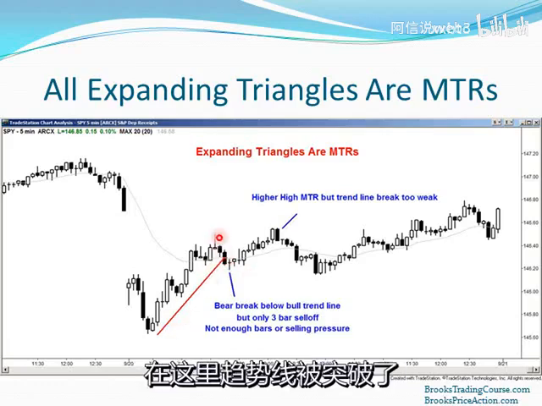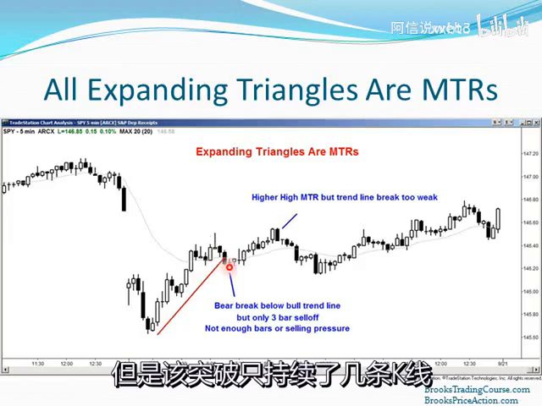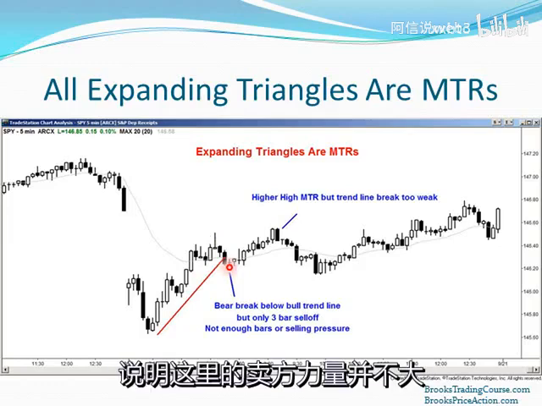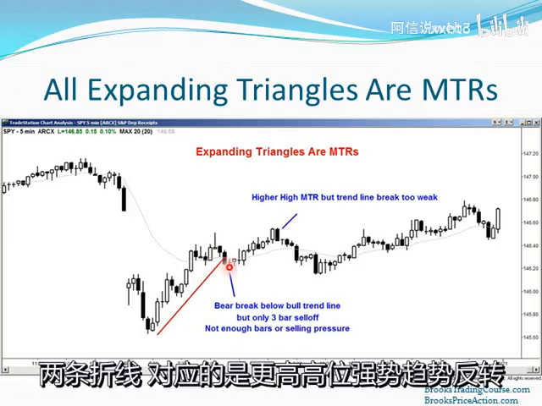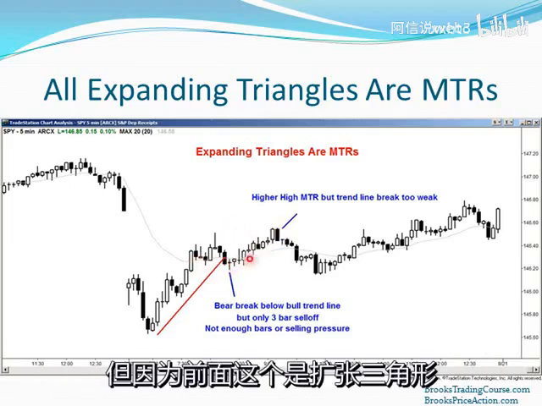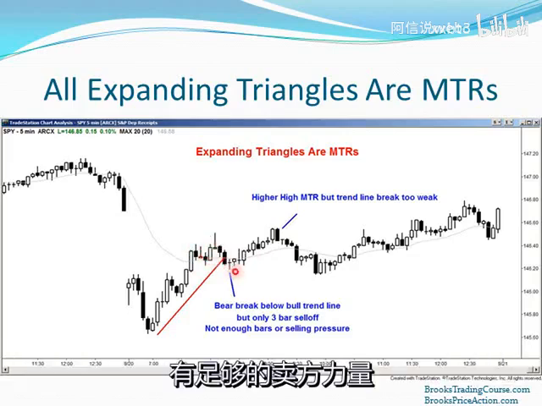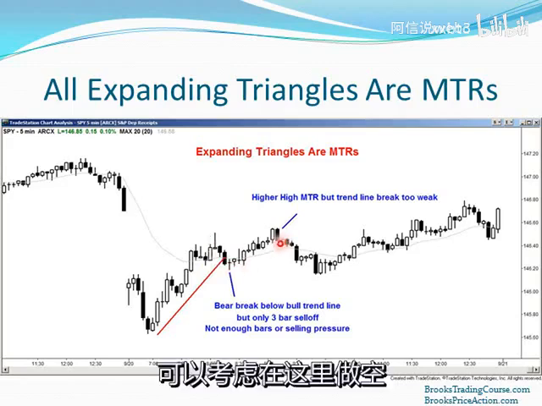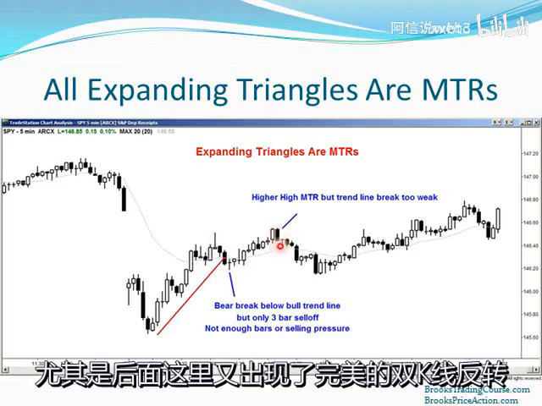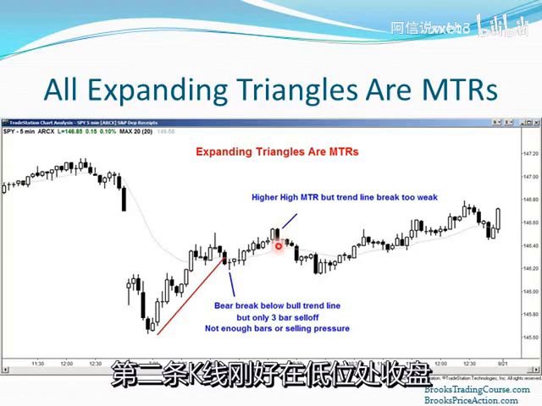Now we have a bull trend and a trend line break, but the trend line break is only a couple of bars. That's normally not enough selling pressure to look for a higher high major trend reversal. But given that it's an expanding triangle, I think there's enough selling pressure from the first leg down and then the second leg down to go ahead and take the short, especially when you have a perfect 2-bar reversal with the second bar closing on its low tick.